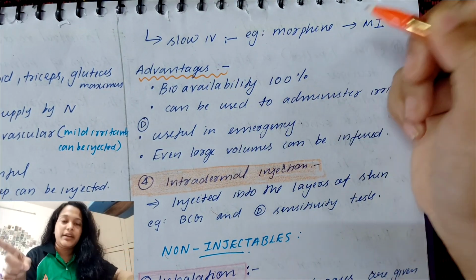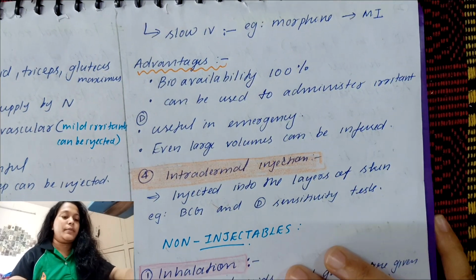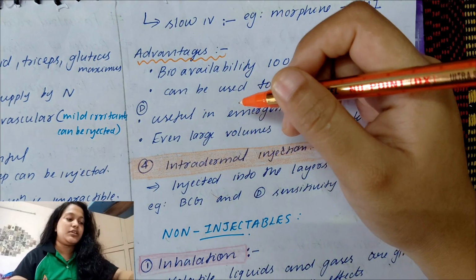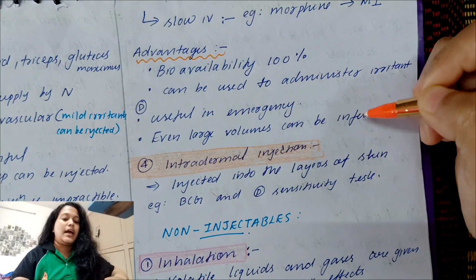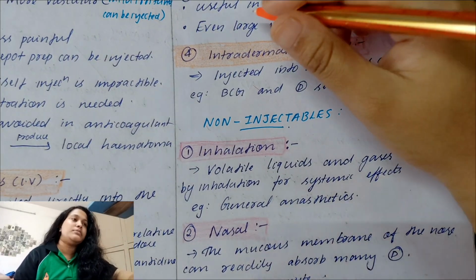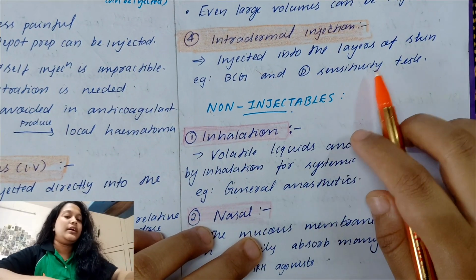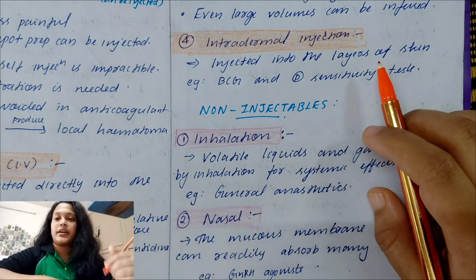Advantages you have to remember, it's important for MCQ also. Bioavailability is 100%, it can be used to administer irritant drugs also, it is useful in emergency cases, and even large volumes can be infused. These are the advantages. Now, the last injection type is intradermal injection.